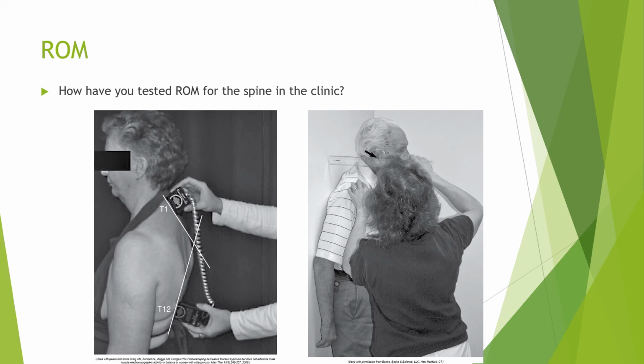Now I want you to think about how you've tested the range of motion for the spine in your clinic or in past clinicals that you've done. What have you used and what have you seen? Have you used inclinometers? Have you used a ruler? There are all kinds of different ways that you can do it, but make sure that when you're doing that, you note how you've done it so you can assess and reassess later, or so that somebody else can do that following you.